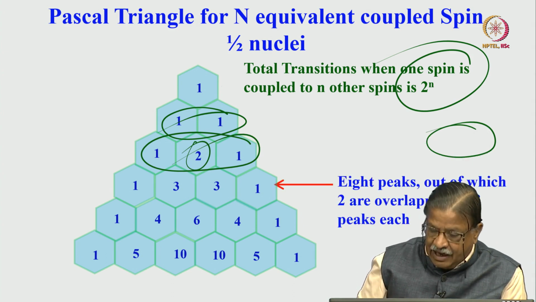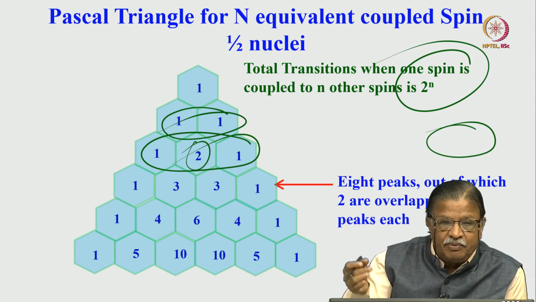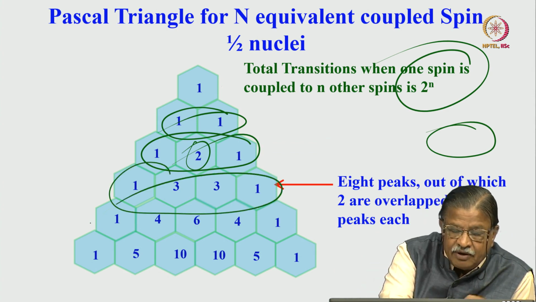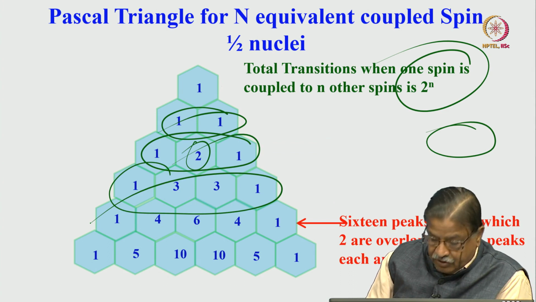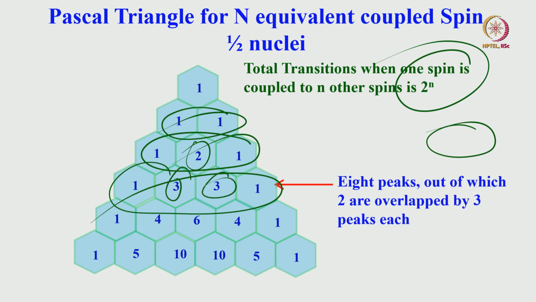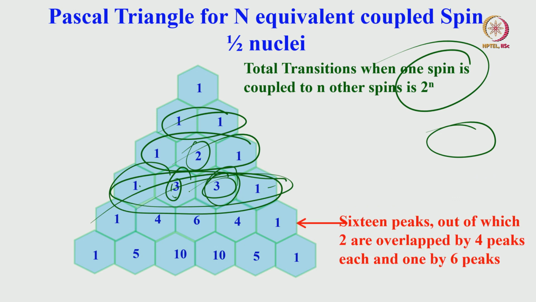Similarly, when you have 2 cube, then we can see there should be 8 peaks here, 2 cube is 8, when it is coupled to 3. See 3 peaks here and here are overlapped, that is why intensity 3, 3. So, total intensity is 8, that means there are 8 peaks, 3 of them are overlapped here, 3 of them are overlapped here. Like that you can get here 16 peaks, 4 are overlapped here, 6 overlapped, 4 are overlapped here.